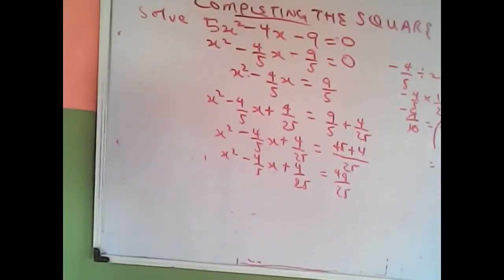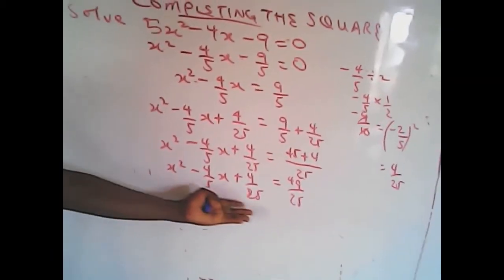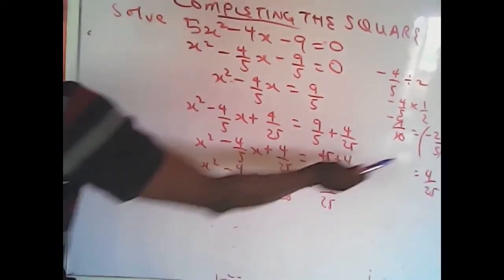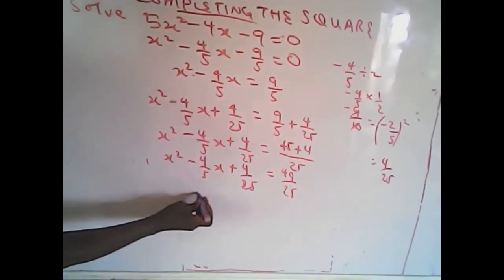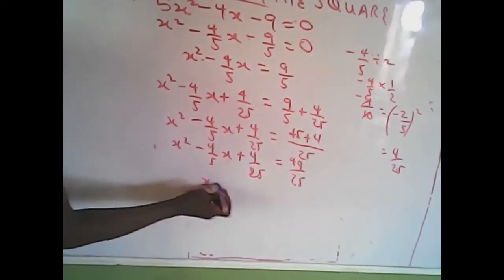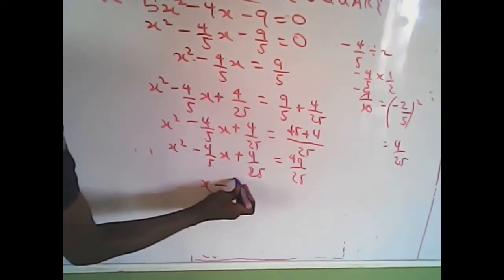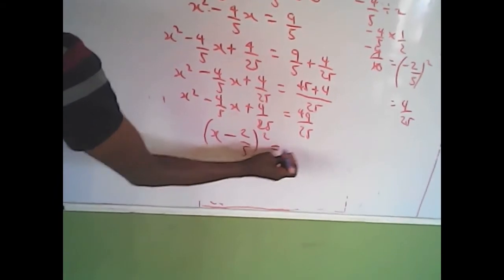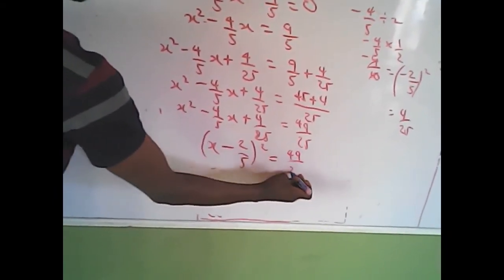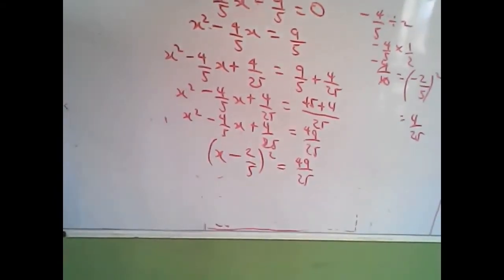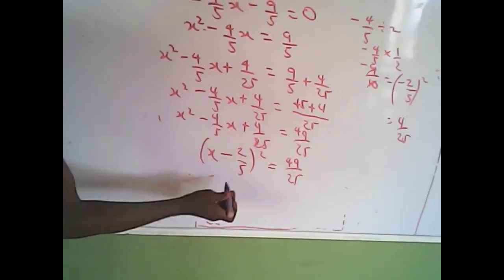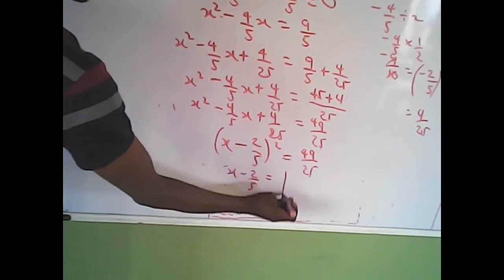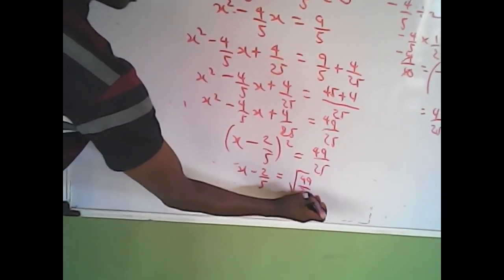Now, our problem is getting solved. What remains is to factorize the left hand side of the equation. Based on what I taught you before, we use the shortcut, so x minus 2 over 5 all squared is equal to 49 over 25. We take the square root of both sides. That means we are going to have x minus 2 over 5 equals the square root of 49 over 25.